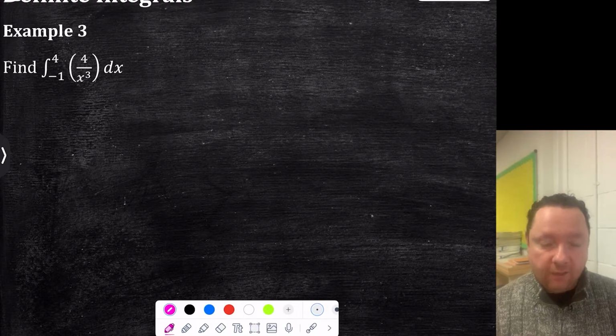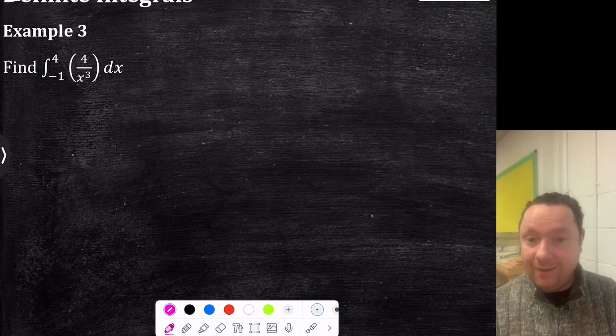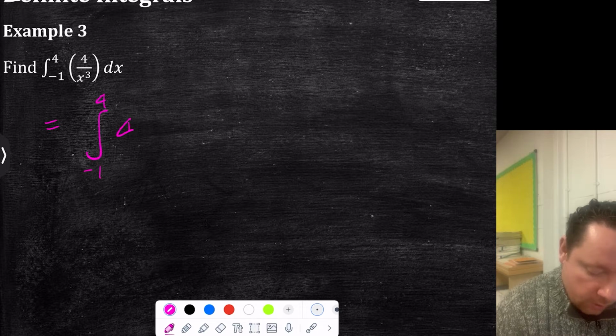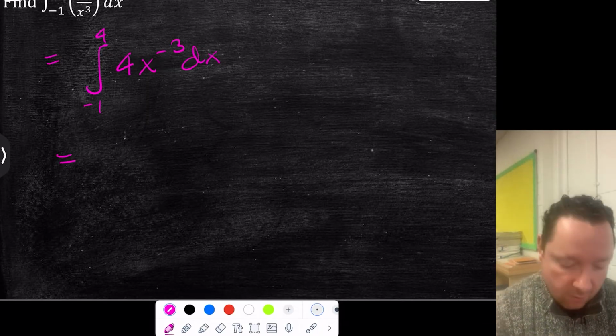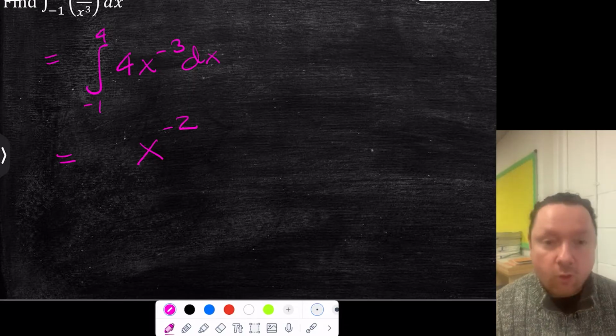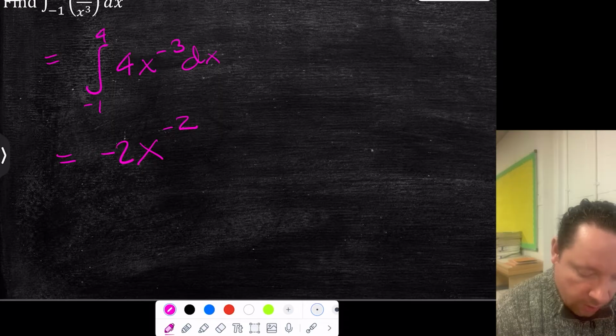Definite integrals example 3. Find the integral between minus 1 and 4 of 4 over x cubed dx. We need to get it ready to integrate first. So that equals the integral between minus 1 and 4 of 4 x to the minus 3 dx. Add 1 to the power and divide by the new power. So I'll start on my x. That becomes minus 2. 4 divided by minus 2 is also minus 2. So you get minus 2 x to the minus 2 between minus 1 and 4.